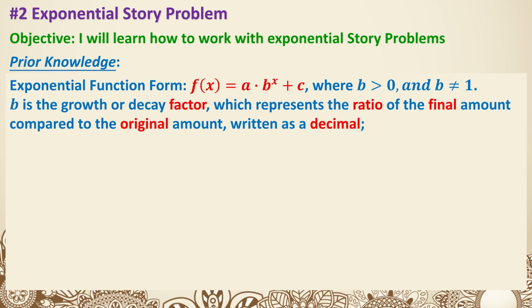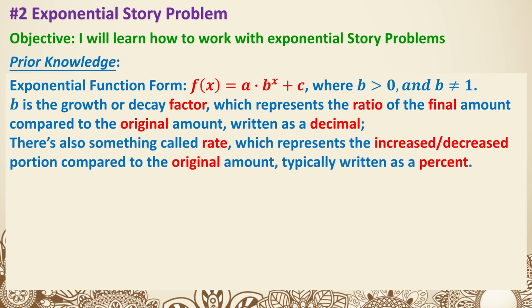b is called the growth or decay factor, which actually represents the ratio of the final amount compared to the original amount, and we can write it as a decimal. There's also something called the rate, and this is where you need to be able to tell the difference between a factor and a rate. Factor is this number specifically, which is again just the final amount divided by the previous amount. But rate actually represents the increased or decreased portion compared to the original amount, typically written as a percent.